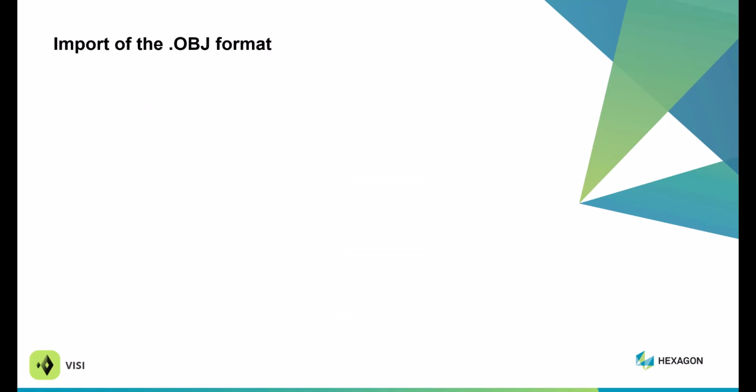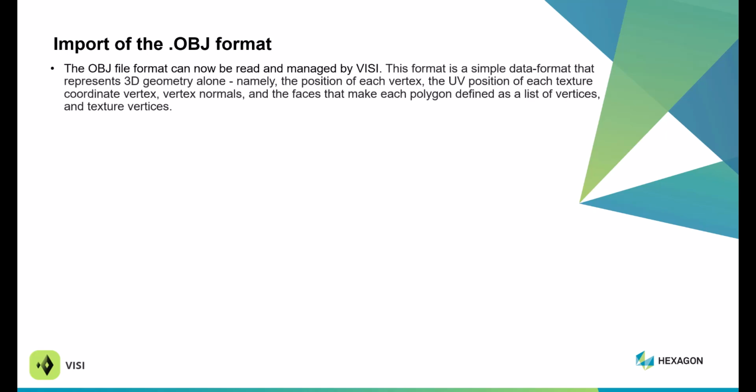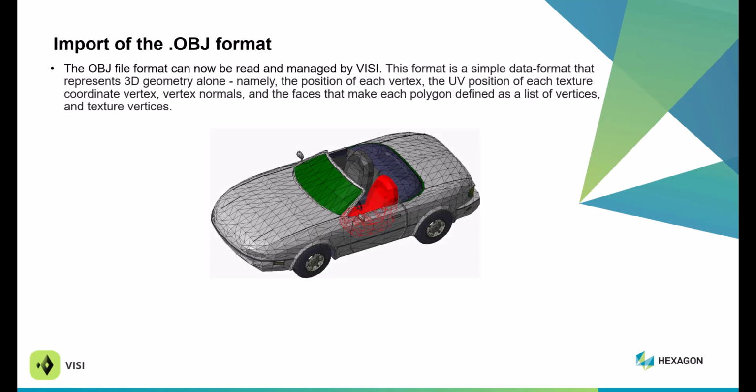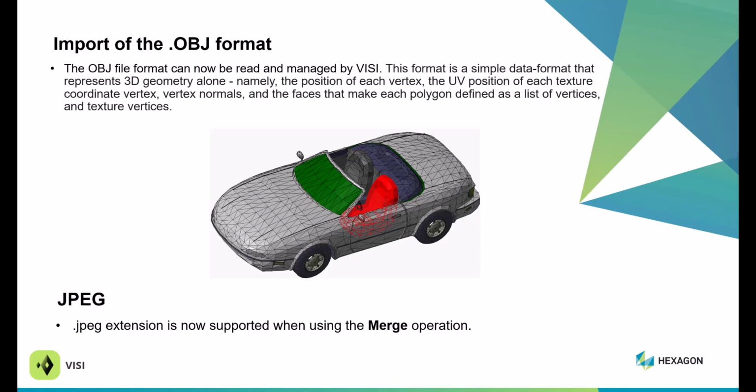There's also another translator support update for the .obj format. This is basically a format for supporting any kind of mesh data, for UV positions, for vertex normals, vertex faces, and so on. And then also the JPEG .jpeg extension is now supported within the merge options.